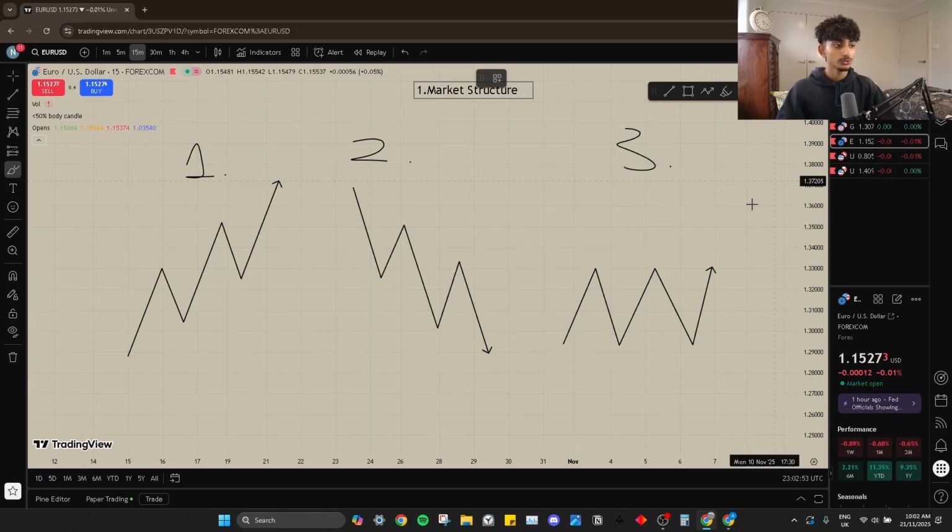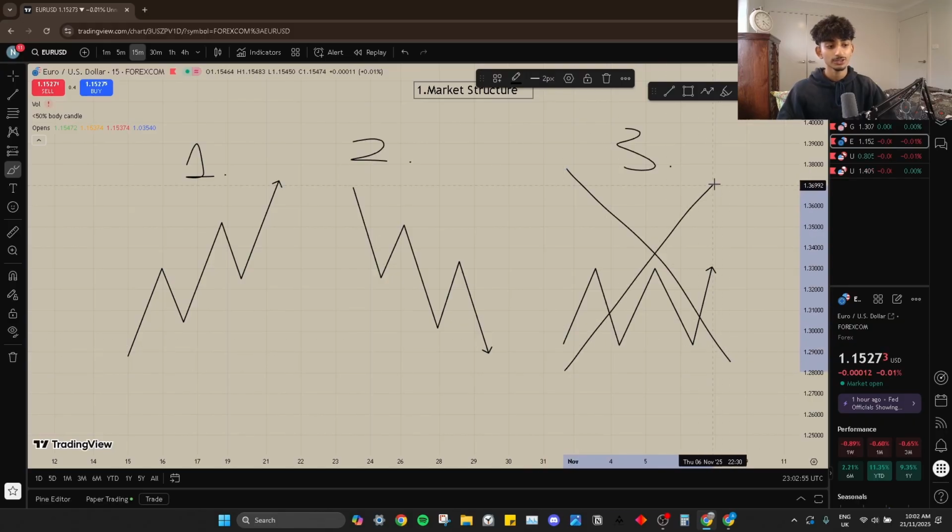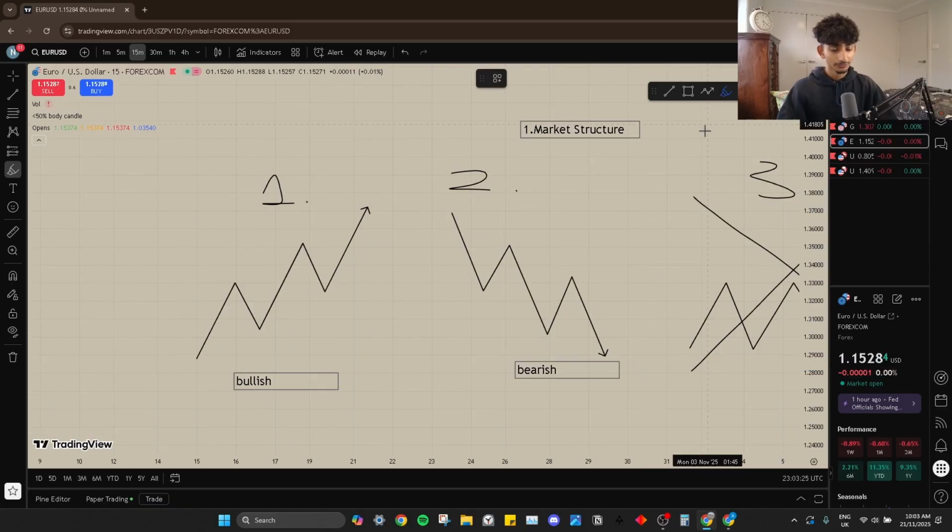Now remember, we do not want to be trading a consolidating market. If the market's moving side to side and doesn't have a clear direction, we do not want to trade that pair and we want to stay away from it. Now for the bullish and bearish market structure, we want to be trading these impulses. Boom, and then these impulses over here.